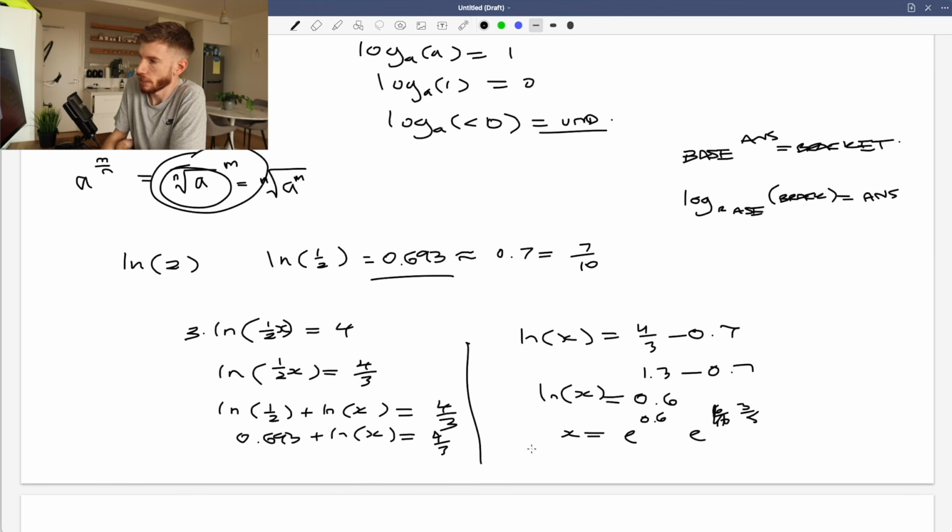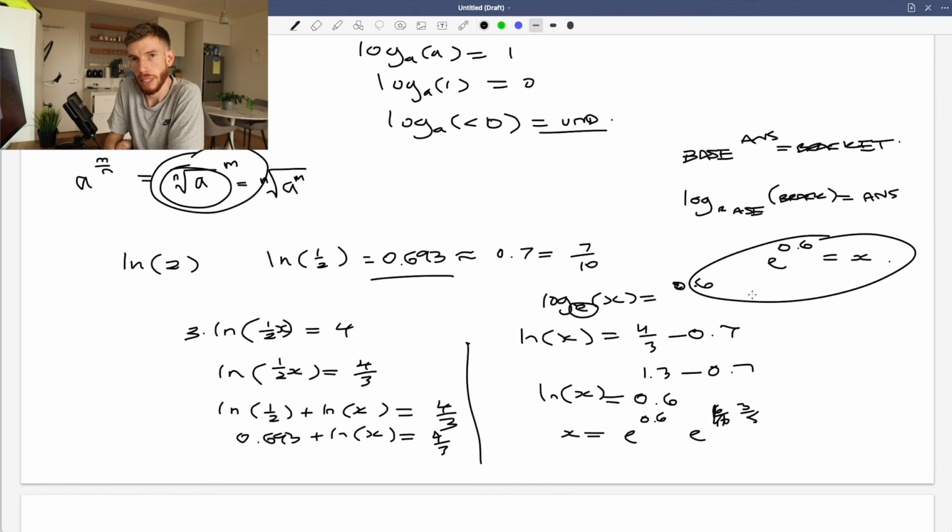So you can see over here where we had natural log of x, that is log with a base e, Euler's number, of x is 0.6. So I just went, well, base, so e to the power of the answer, 0.6 is equal to the bracket. And that's the equivalent exponential. And then I can solve for the thing in the bracket. Like that. And there we go.